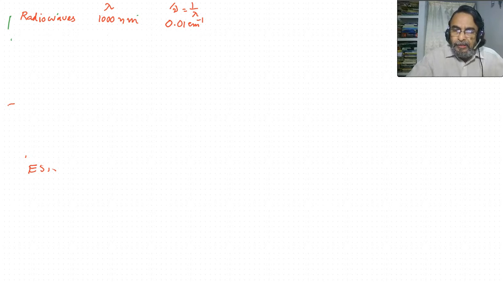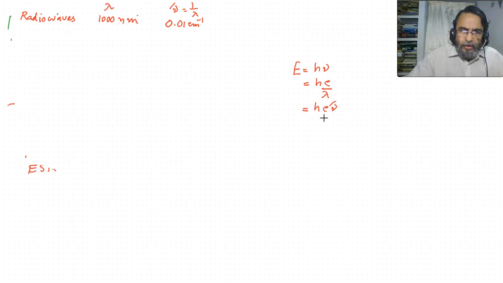Wave number is used in the unit centimeter raised to -1 in spectroscopy, because the fundamental energy unit E is equal to h nu, which is h c by lambda, which is equal to h c nu bar. Where nu bar is the wave number, c is the velocity of light, h is the Planck constant, and lambda is the wavelength. So energy is directly proportional to frequency. Energy is inversely proportional to wavelength. Energy is directly proportional to wave number. In spectroscopy, we are using wave number.